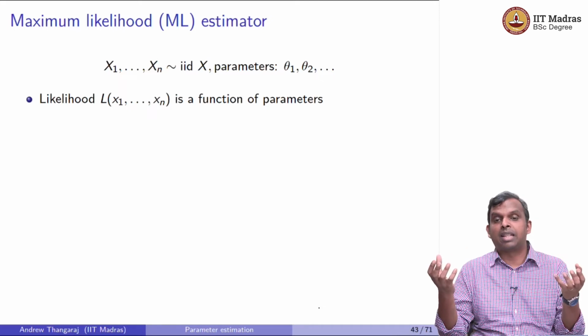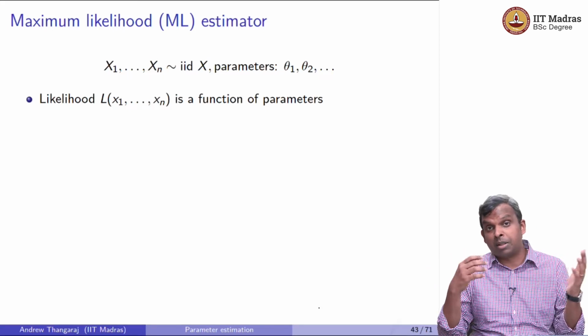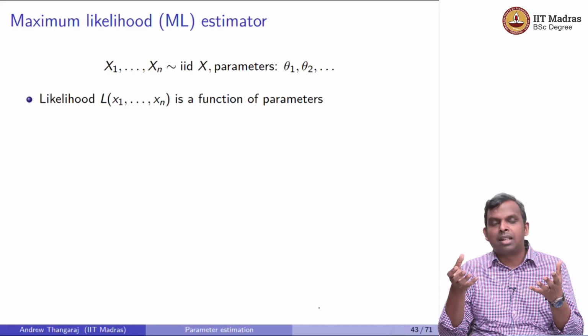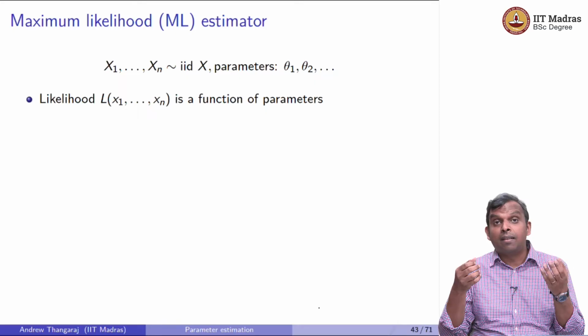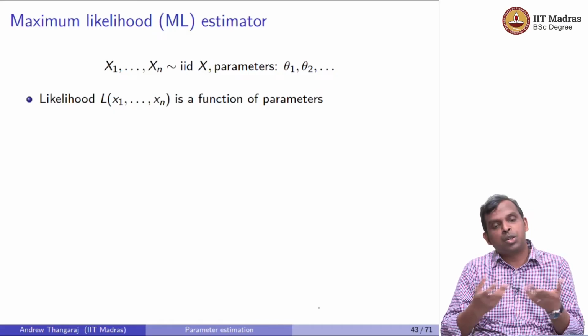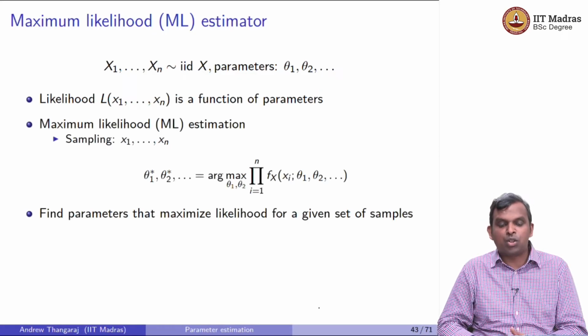You're assuming the samples came from a certain distribution, but the parameters are unknown and could be anything. You calculate the probability that you actually saw the samples, and then out of all the parameters, you ask which parameter gave the maximum likelihood for that particular sample, and you put that out. That seems like a very natural way to define an estimator, and that is the ML estimator.